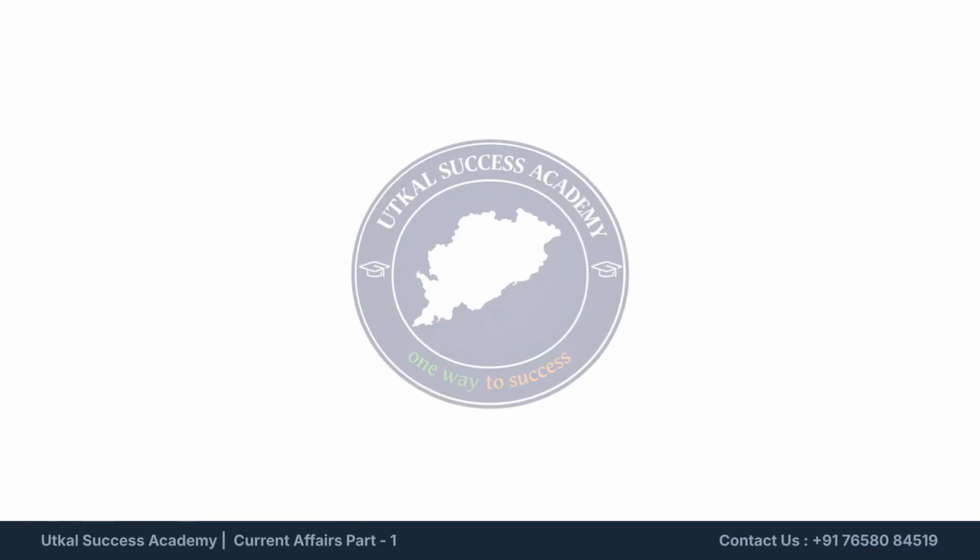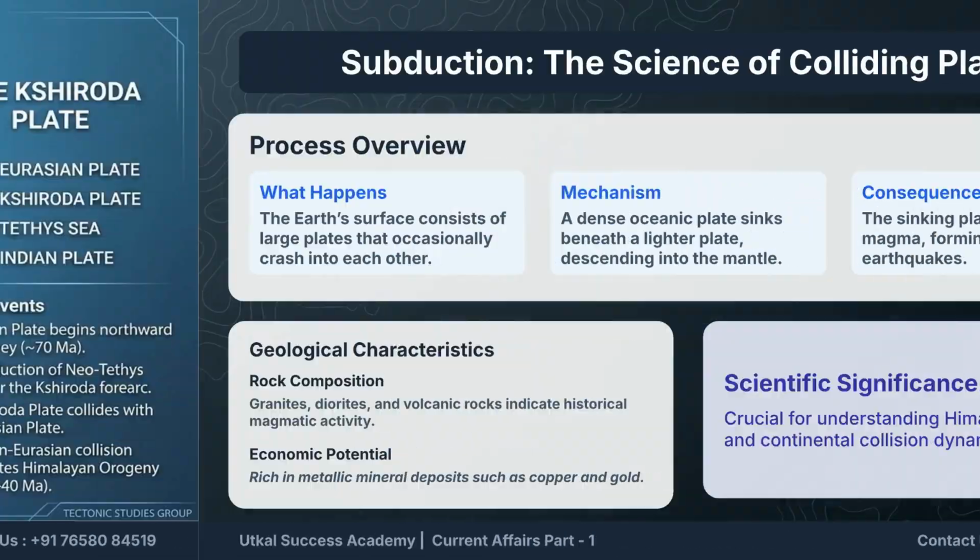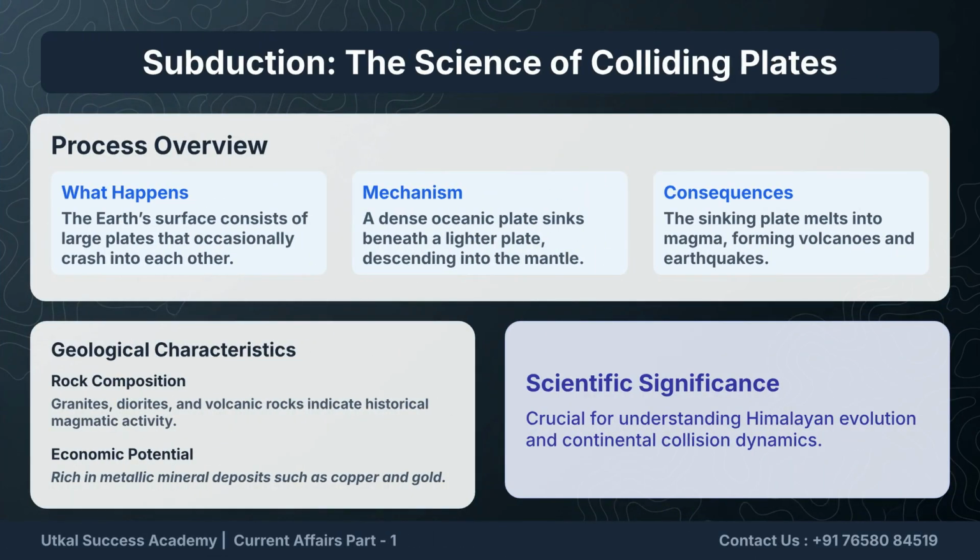A key discovery involves the Kshiroda Plate. This diagram illustrates the interaction between the Eurasian, Kshiroda, Tethys Sea, and Indian plates during the Himalayan orogeny. Subduction is the process where a dense plate sinks beneath a lighter one, creating magma, volcanoes, and earthquakes. This mechanism is central to understanding Himalayan evolution and continental collision dynamics.